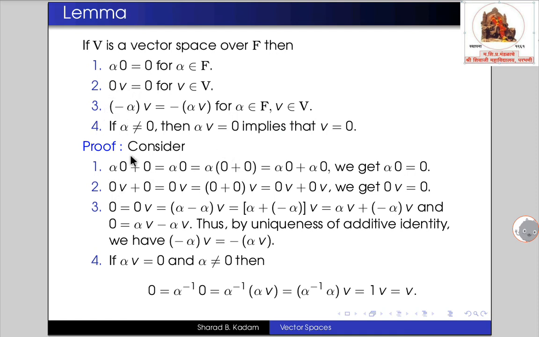Next, second condition, we know that 0 into V plus 0 equals to 0 into V. Again 0 equals to 0 plus 0, and by the eighth condition, we know that alpha plus beta into V equals to alpha into V plus beta into V. So that is why 0 plus 0 into V equals to 0 into V plus 0 into V. So by the cancellation law, we cancel this 0 into V with this 0 into V. So we get 0 equals to 0 into V.